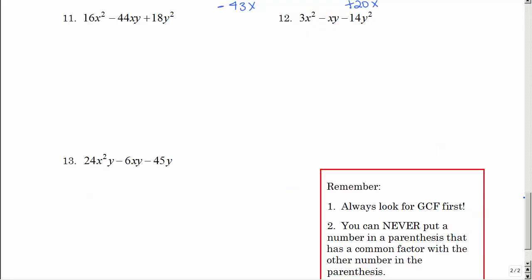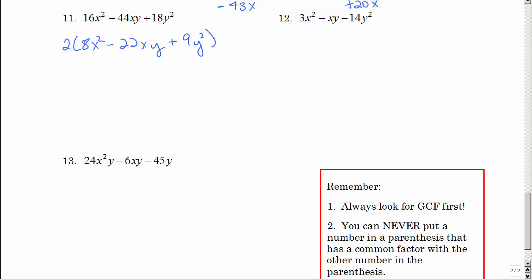Number 11. Numbers are getting bigger. Is there a GCF? I sure hope so, because these numbers are really big. Well, what are they all divisible by? Well, they're even, so they're all divisible by 2. So let's divide everything by 2. That might make the numbers a little bit smaller.